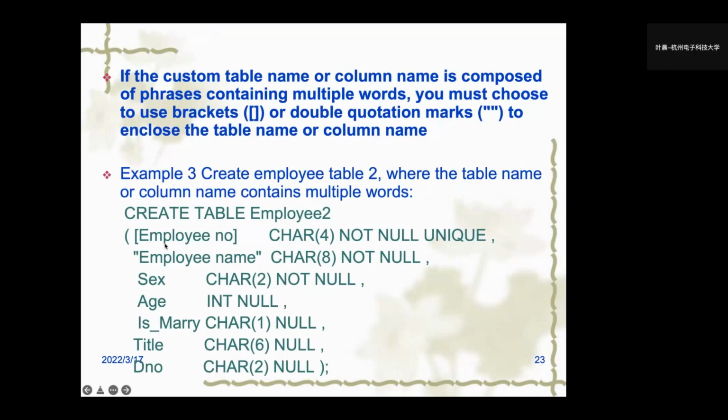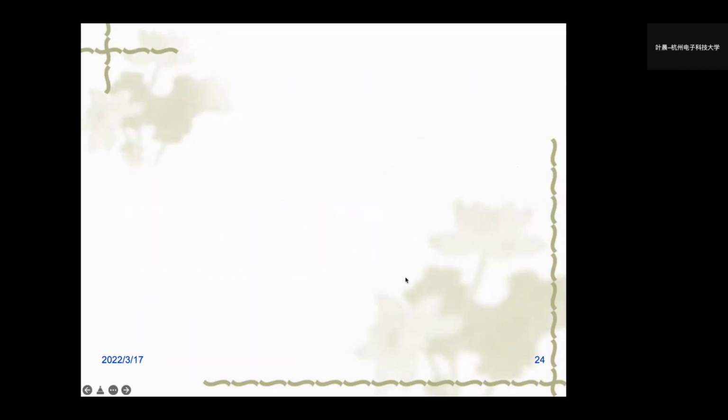For example, you want to create the column such as the employee number or the employee name, you can just use this one. You can just use the quotation marks such as that, or the brackets such as that. It just represents a column which contains multiple words.